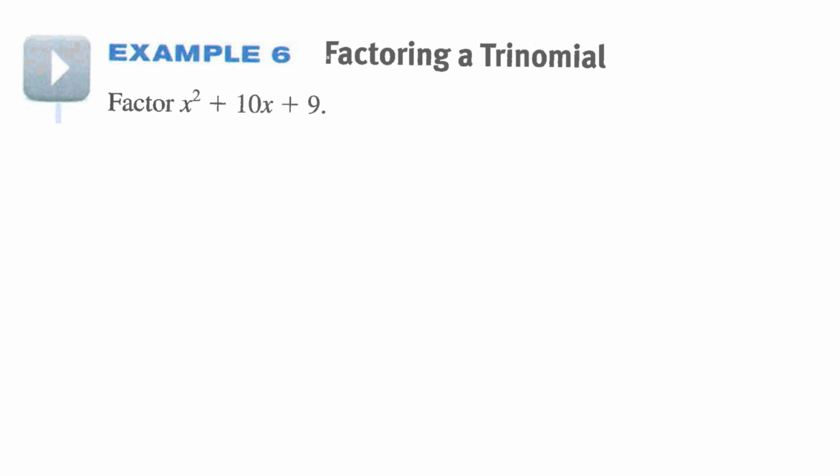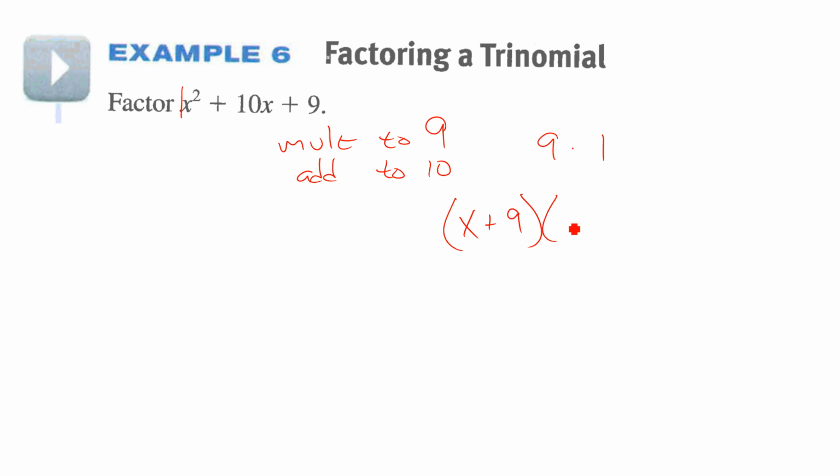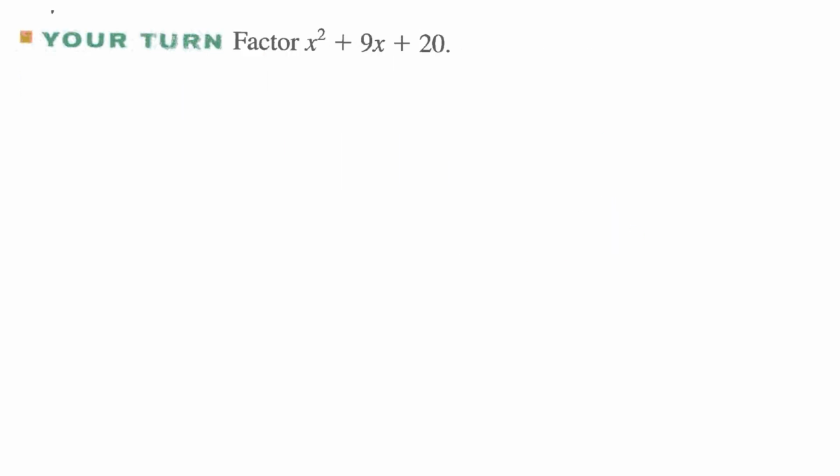Okay, so another one on here, we need to multiply to 9, right? 1 times 9. We need to add to 10. Okay, how can we multiply to 9 and add to 10? How about 9 times 1? So here we have x plus 9 and x plus 1. All right, your turn. Multiply to 20 and add to 9. That's a 4 and a 5. So we're going to have x plus 4 and x plus 5.